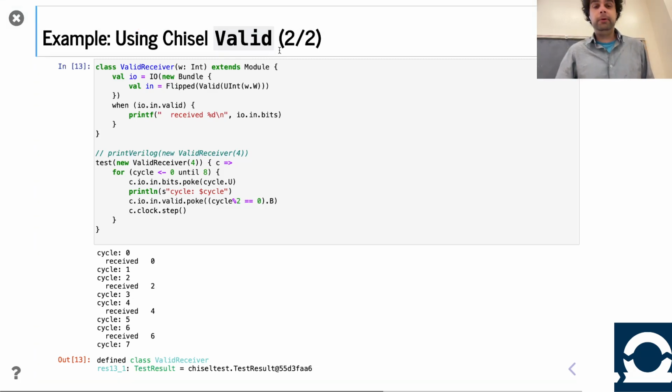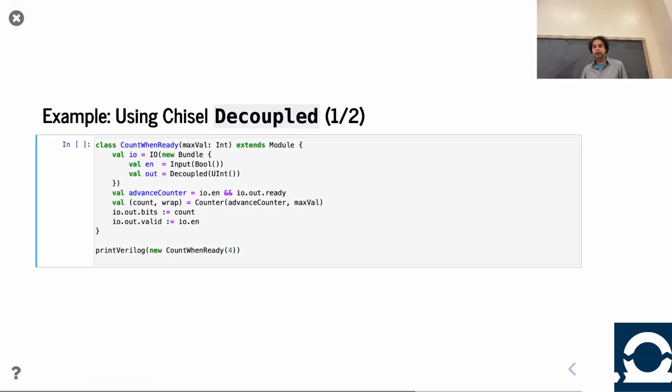Okay, let's keep going. So what about decoupled, right? So valid is only one way. Decoupled has the two directional signaling, right? We have the notion of I'm sending valid data and the receiver is ready to receive, right? So like before, to make something decoupled, we just wrap that port in its decoupled term.